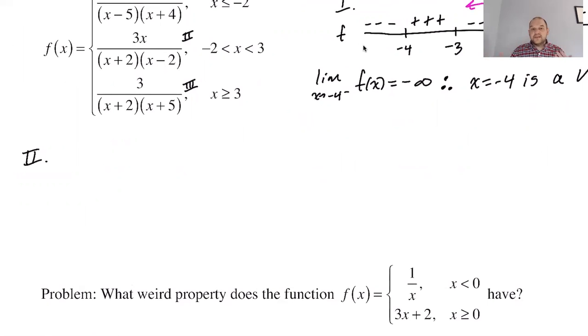Okay, so we're going to do the complete sign chart, even though we're only interested between -2 and 3. So let's do this.